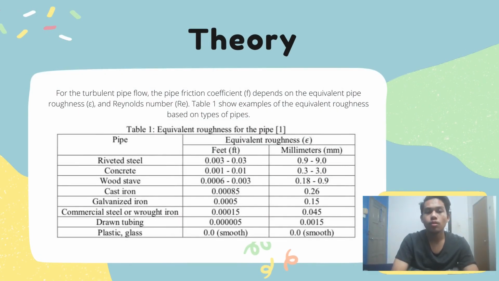For the turbulent pipe flow, the coefficient of pipe friction depends on the equivalent pipe roughness and the Reynolds number. The table, as you can see here, shows examples of the equivalent roughness based on types of pipes. So for example, we have riveted steel pipe, concrete pipe, wood stiff pipe, cast iron pipe, and so on.